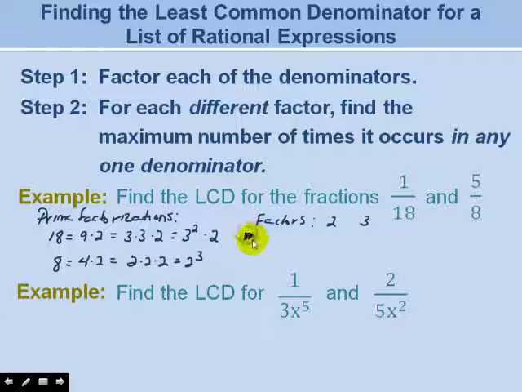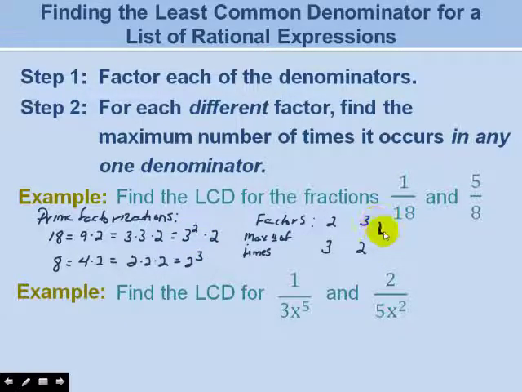And the other thing we're looking for is the maximum number of times that that factor occurs. So if we look at the 2, it occurs once in our first denominator. It occurs 3 times in our second denominator. So the maximum number of times it occurs in any one place is the 3 times. So we're going to say here it occurs 3 times. And for the 3, it occurs twice in our first denominator, not at all in our second denominator. So the maximum number of times it occurs is twice.